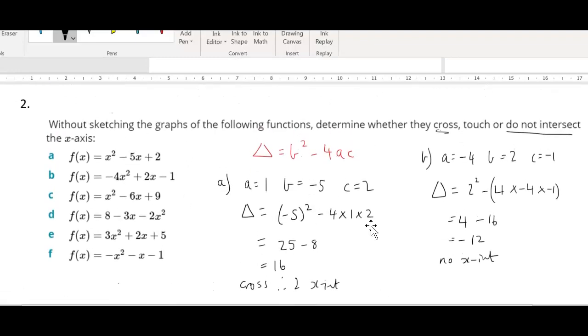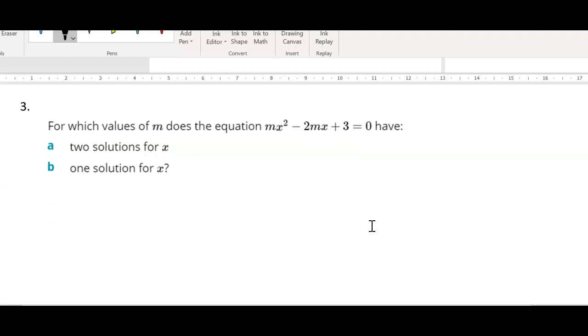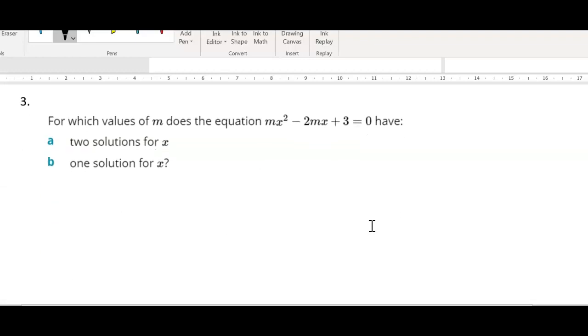I'm not going to do them because I feel like this question you've done since year 10, question like that. All right, question 3, however, is slightly different, but we still use our discriminant formula. So going to identify the value of a is m. Cool.